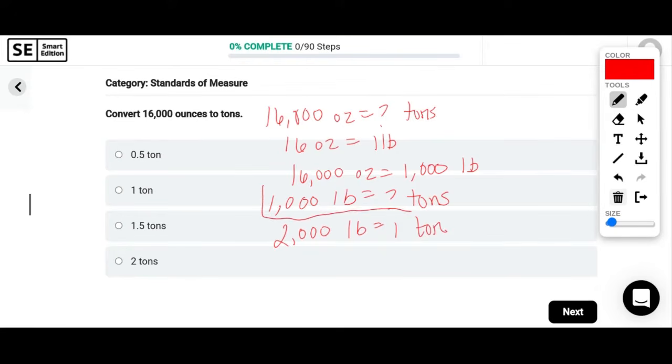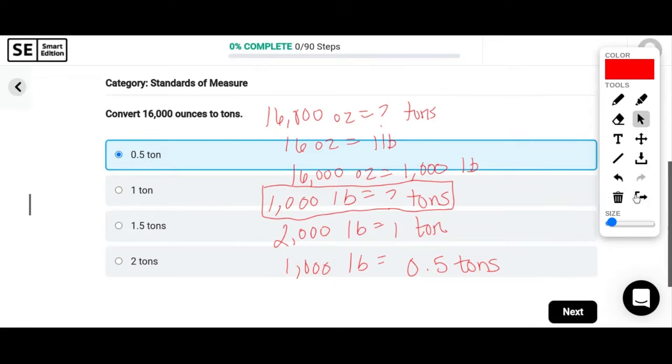Okay, so 1,000 pounds is going to be half of a ton, because it's half of 2,000. So 1,000 pounds is equal to 0.5 tons. So my answer would be right here, 0.5 tons.